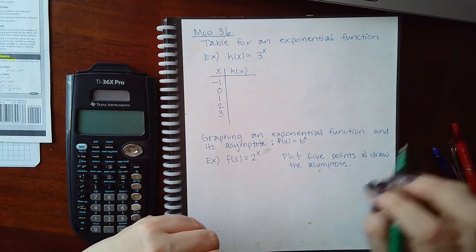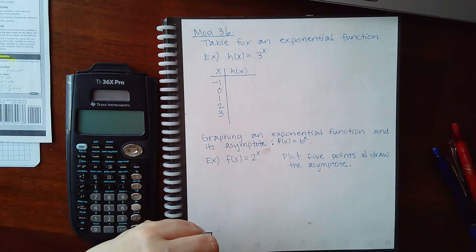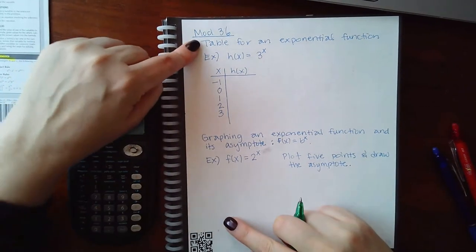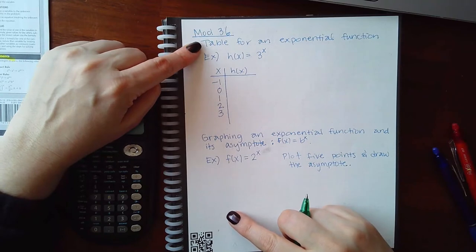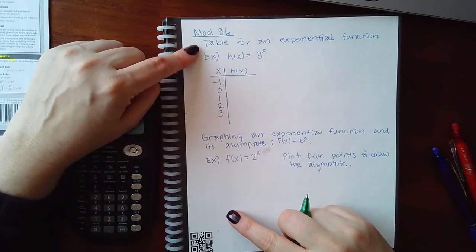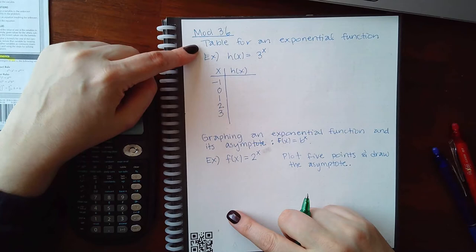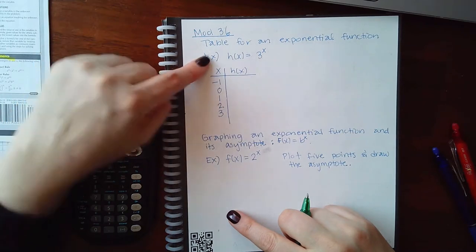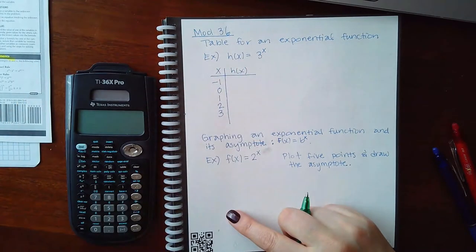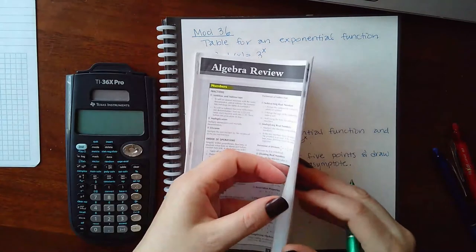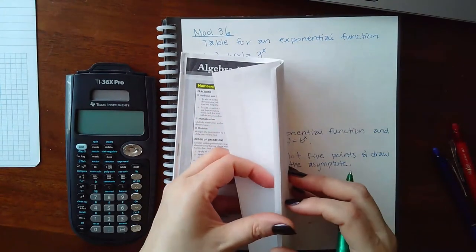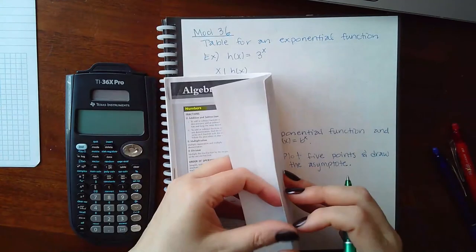Okay, we're moving on to module 36. And the topics in the module are for exponential functions. So here, this topic says table for an exponential function. And the function they gave us is 3 to the power x. So this is something a little bit different than what we've seen before. We've always seen the base as x and then the power as 3. But now it's kind of going in the reverse.